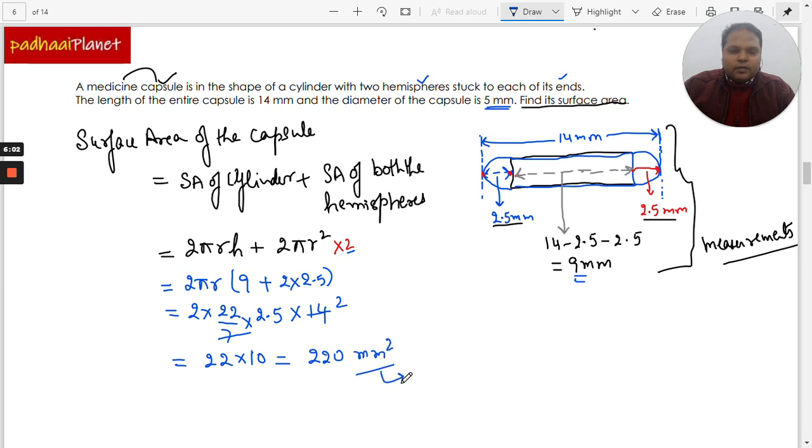That's the surface area of the capsule which we have here. So I hope you could understand, and this question was simple enough. Again, it was a game of the diagram which we could draw here, and once you draw the diagram, then it's very, very simple. So keep watching these videos.